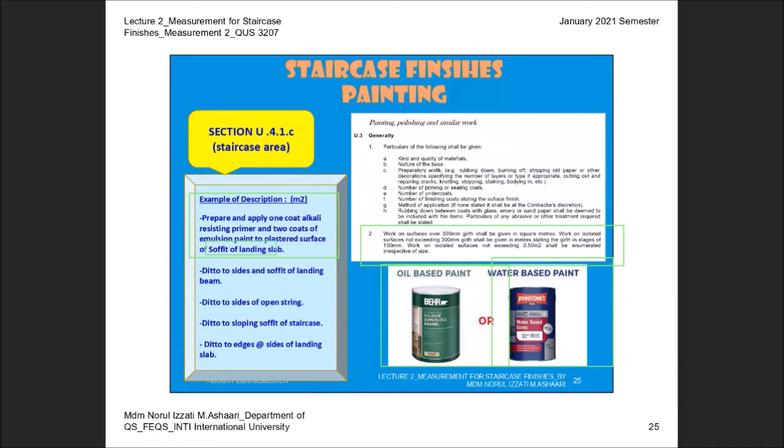These boxes are actually having the same category: soffit of landing slab, soffit of landing beam, open string, staircase area, edges of the staircase area, and so on. So this is normally water-based. Okay, water-based. The layers, or how many coats, I think had been highlighted in the construction technology class. You need to know that there is a primer and 2 finishing coats. So basically, there are 3 coats.